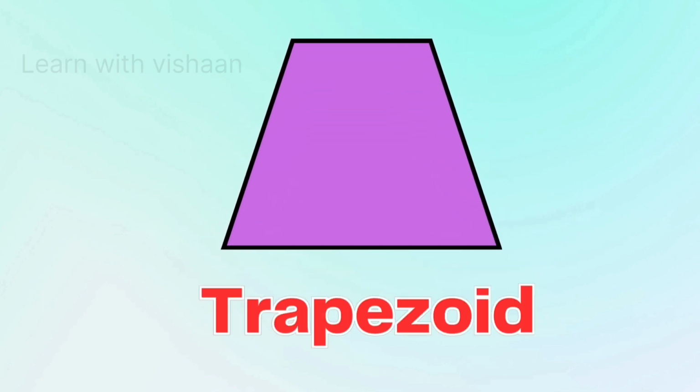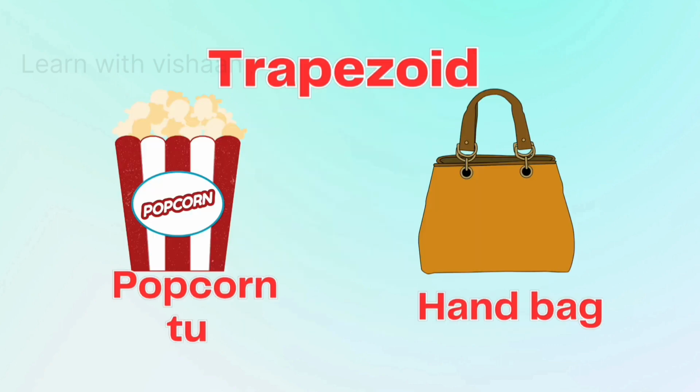Trapezoid, trapezoid. Examples of trapezoid shape: popcorn tub, handbag.